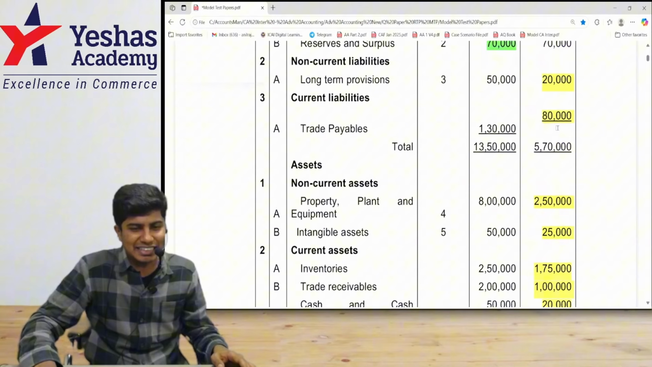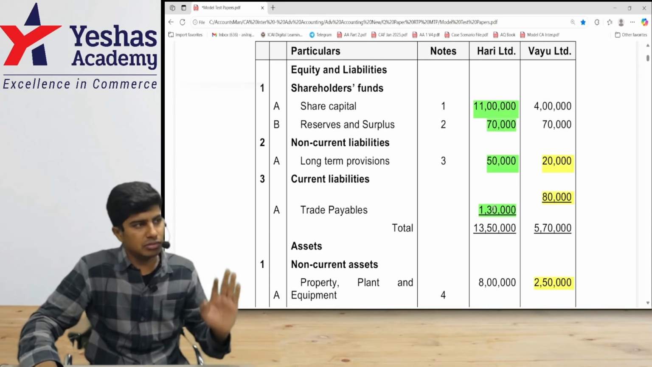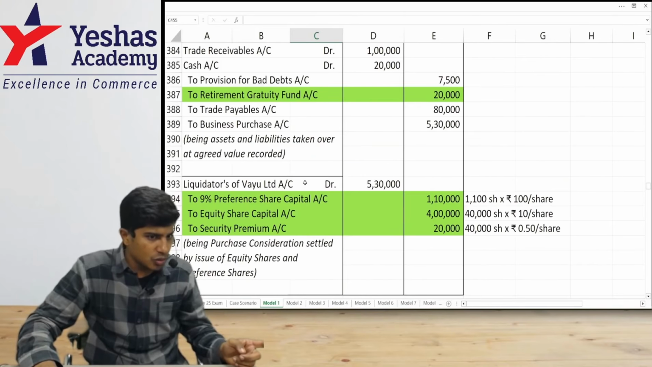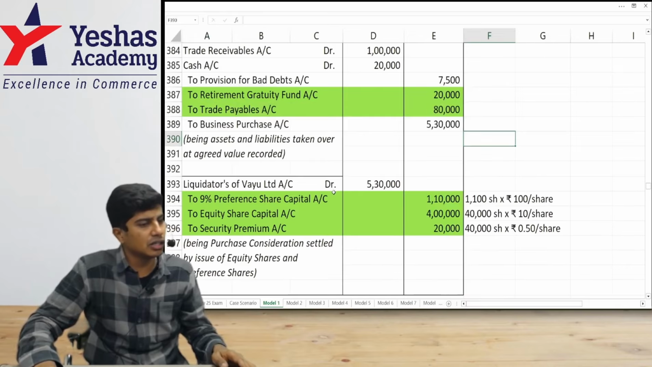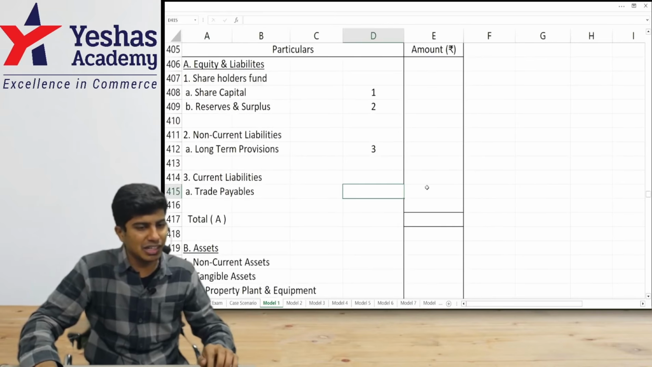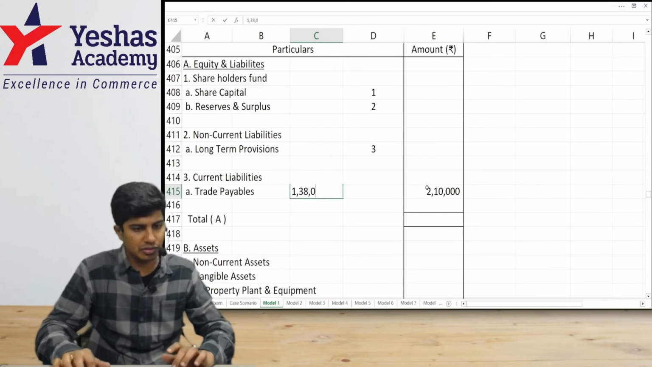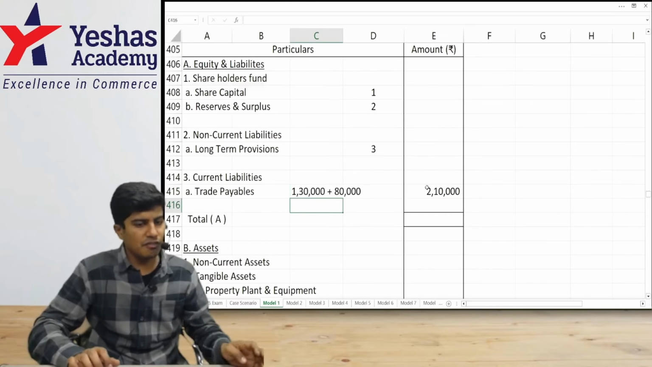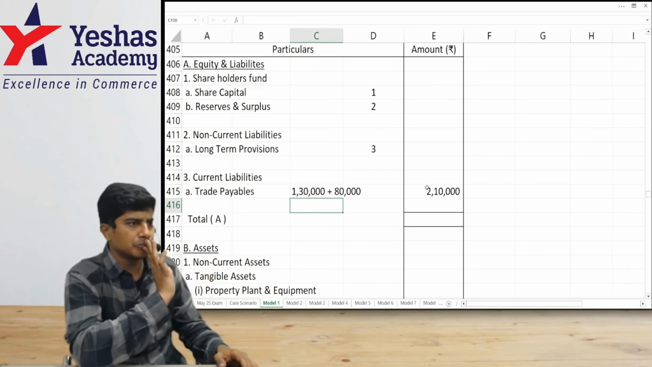What do we have after long-term provisions? Trade payables, 1 lakh 30. Ours is 1 lakh 30. In the entries, if you observe, we have taken over their trade payables also. How much? 80. So 1 lakh 30 plus 80, 2 lakh 10. I don't think there is any need for notes to accounts. Shall I straight away write here 2 lakh 10? If you want, you can open one notes to accounts and then write. I'm just saving time, space, and energy.